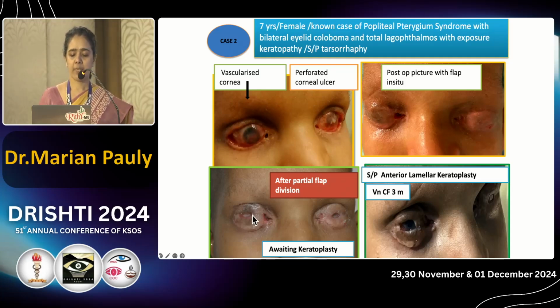And after 2 months, we did a partial flap division, keeping the central area. At this point she was awaiting keratoplasty, and recently she underwent anterior lamellar keratoplasty. Now she is actually able to read at least at 3 meters, and she is awaiting school now.